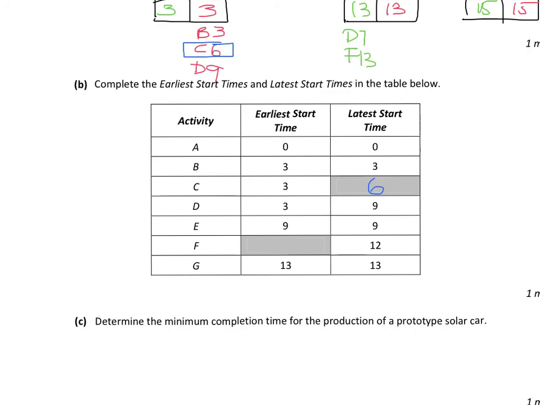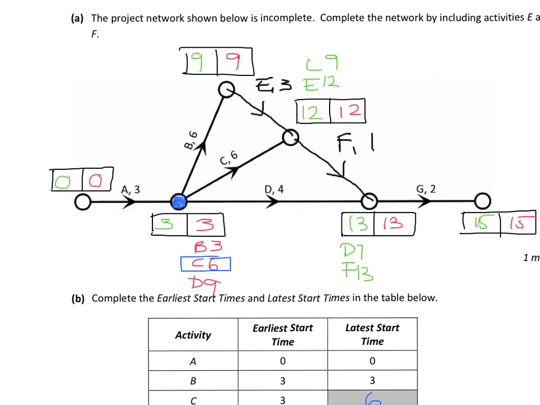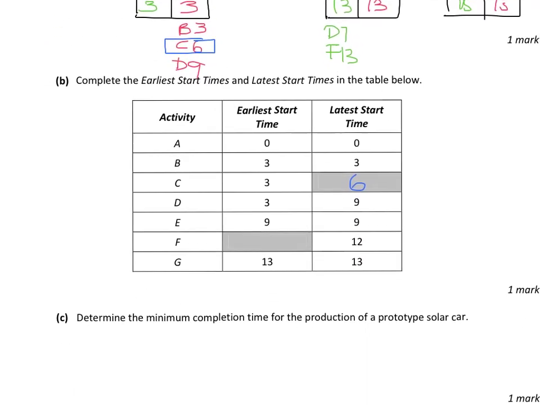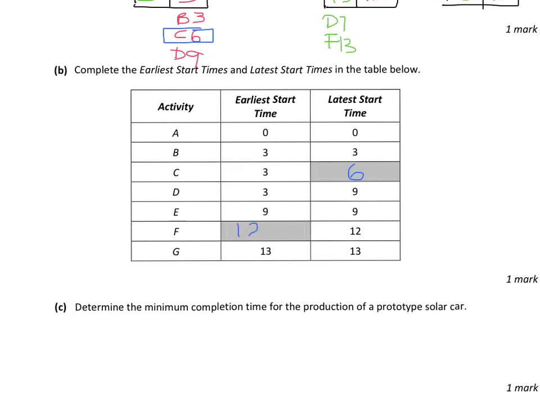And from our graph as well, the earliest start time of activity F there is 12. So back down in our table, we're going to have 12 there. And we already worked out that 15 weeks is our minimum time for completion.